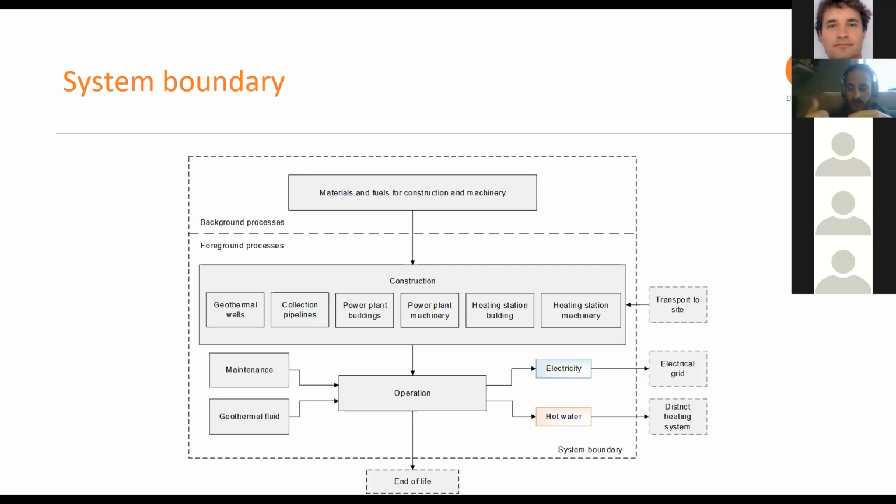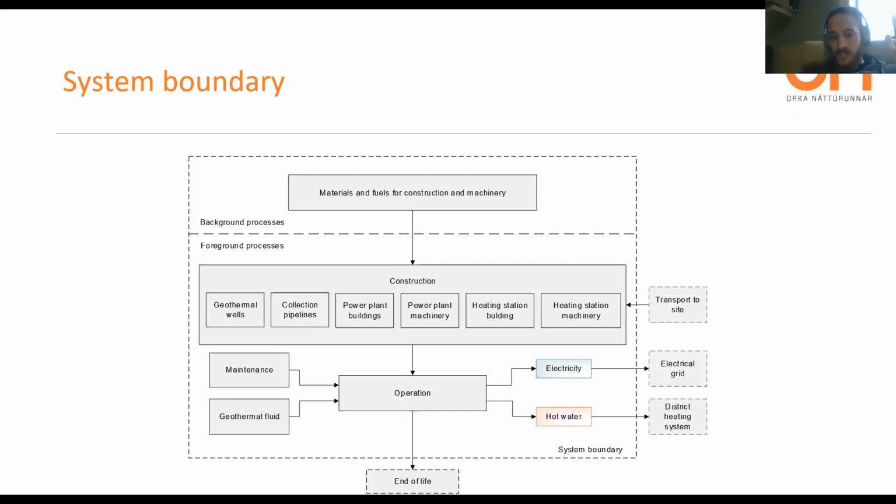Oftentimes you'll just know how many meters of pipe you need within a geothermal well. And then you calculate, okay, what's the thickness of that pipe, and what's the material? And what's the density of that material? And now suddenly you can start to get the quantity of the material being used within each one of these processes: the collection pipelines, the power plant buildings that house all the machinery, then the heating station and the heating station machinery. And then you can also add transport as a background process of getting all these materials to the plant.